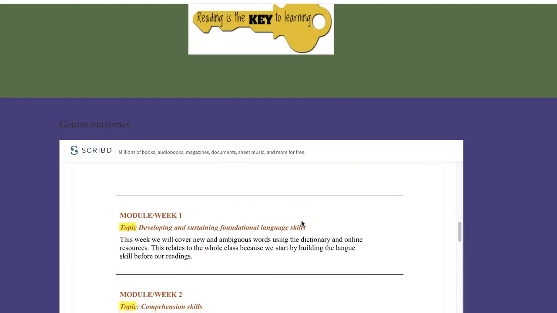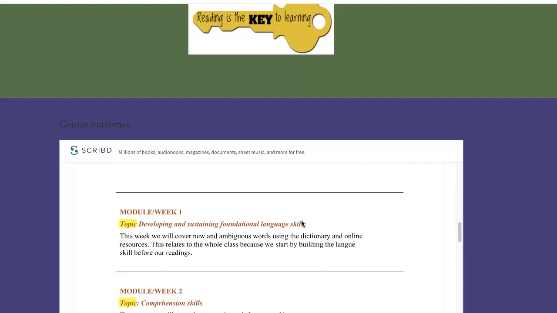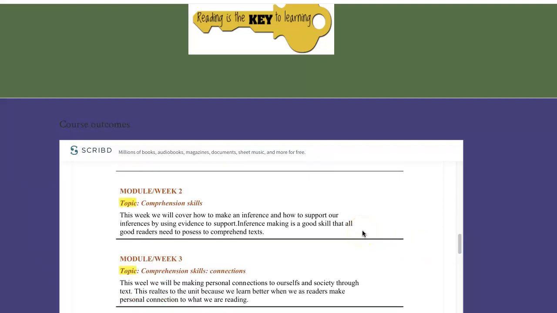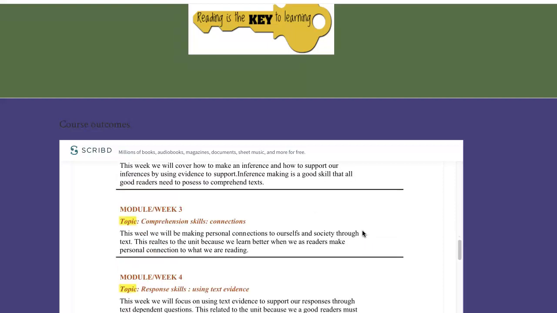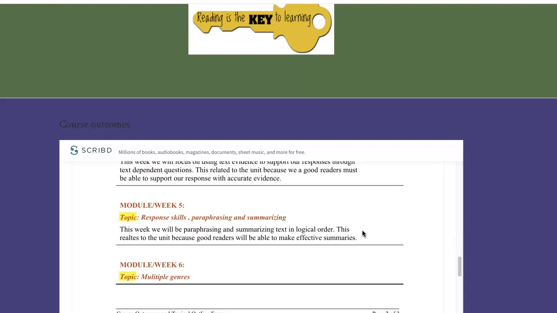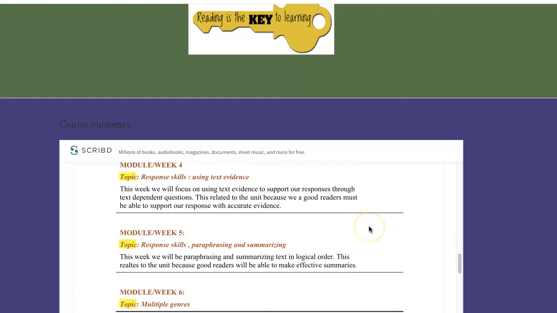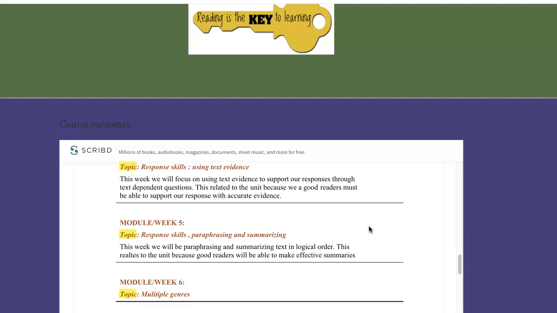Each week, we would do different things in our module. So week 1, this week we covered new and ambiguous words. Week 2, we learned how to make inferences and support our inferences using evidence. Week 3, we made connections to ourselves and society through the text. Week 4, we used the text to find evidence to support our inferences through text-dependent questions.